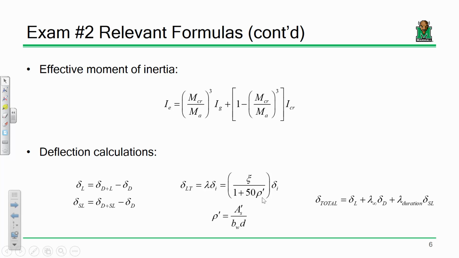What if it was a structure where none of it was sustained? Well, then that part would just go away, and you would just have the instantaneous effects plus the long-term effects of the dead load. So the theoretical answer is the long-term effects. The difference is how much of that load is sustained. Good questions. It's your time.